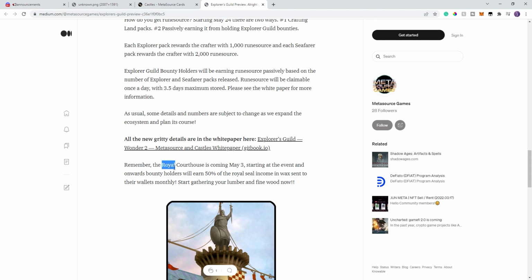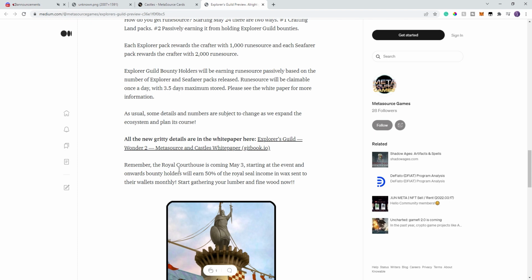The Royal Courthouse is the other wonder that for some reason I was blanking on earlier. That's the one that gives you 50% of the wax sales for the Royal Seals. So it makes sense to craft every single type of element or every event that comes.